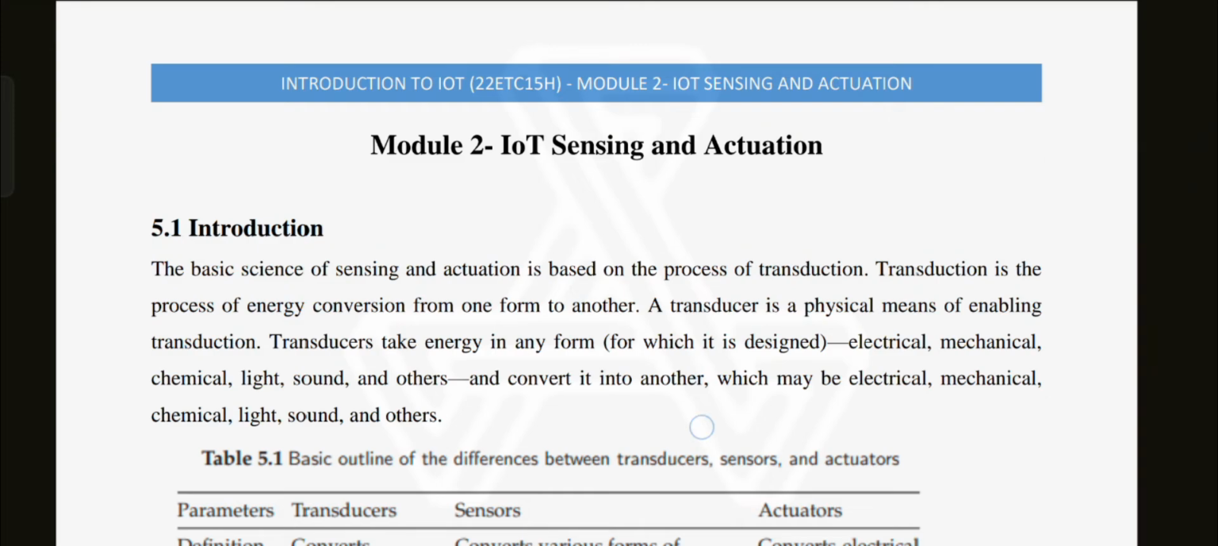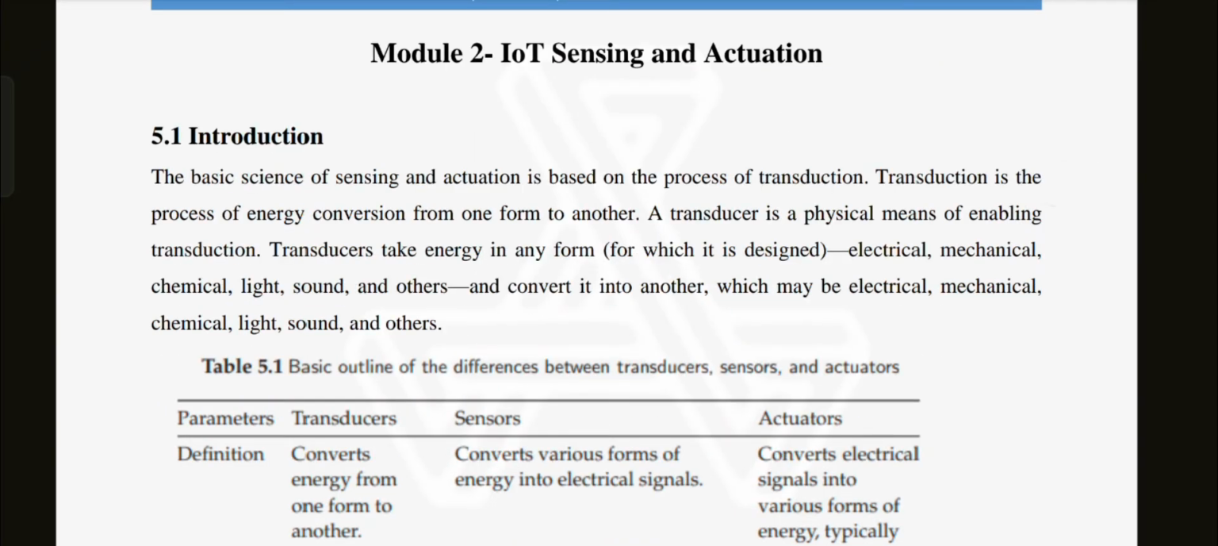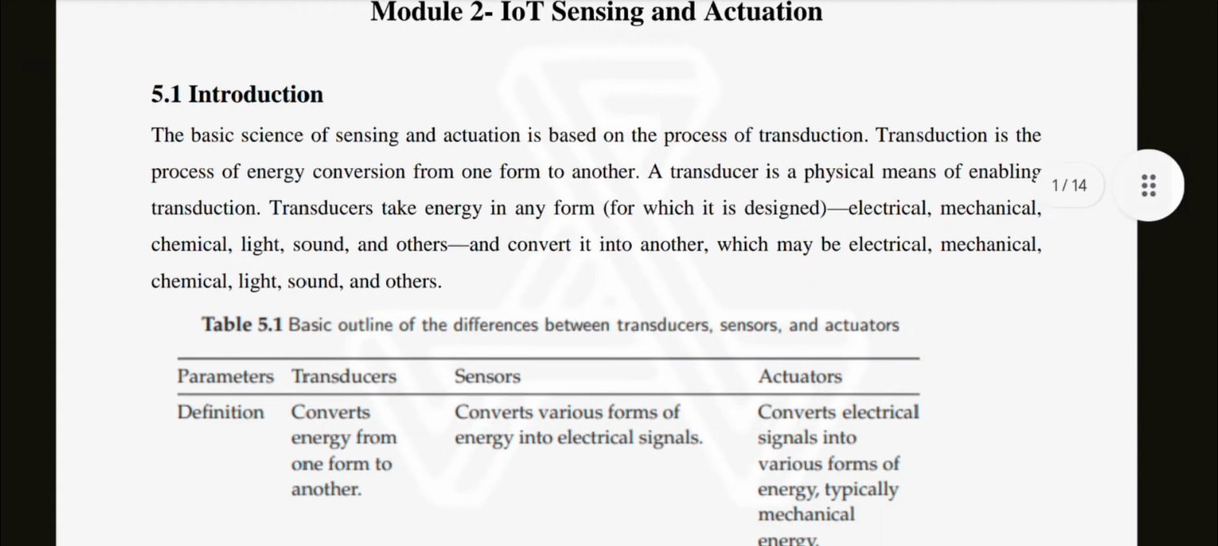IoT Sensing and Actuation. Introduction. The basic science of sensing and actuation is based on the purpose of transduction. Transduction is the process of energy conversion from one form to another. A transducer is a physical means of enabling transduction.